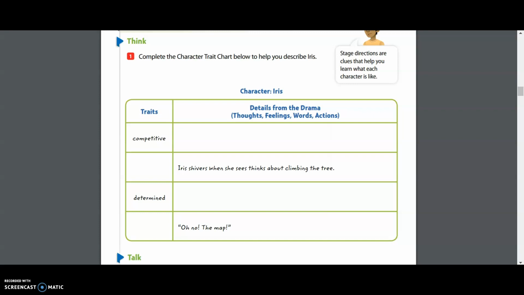So go look back in the text and figure out where that is and figure out what trait could be used to describe Iris. Your goal today is to be able to describe all characters as well as their traits and the different details from the drama that can prove that they have each of those different traits. When you are done doing this, feel free to look back at this video for the answers.